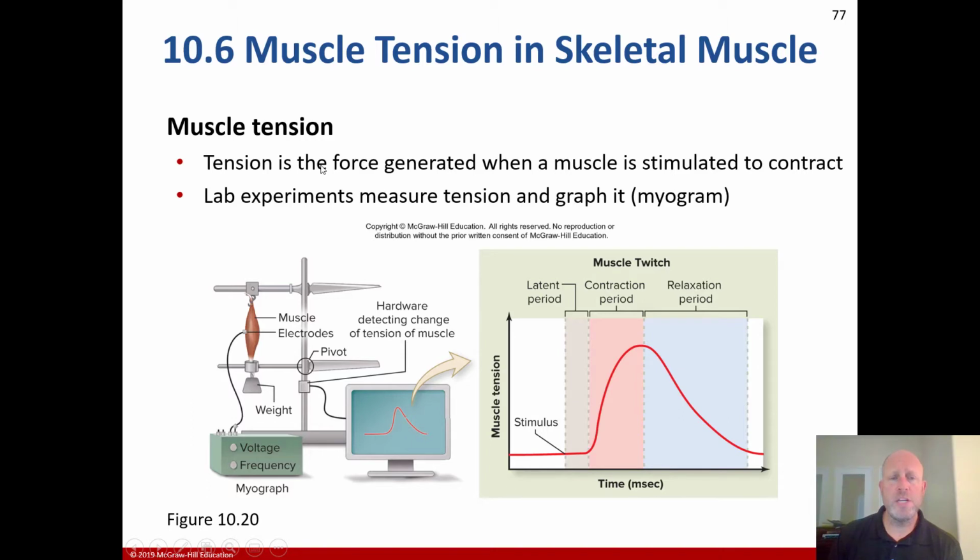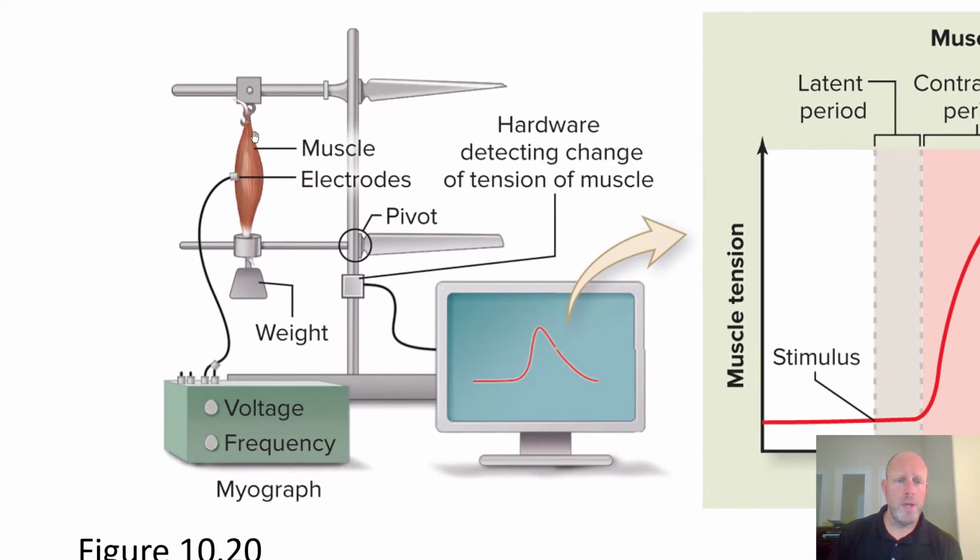With muscle tension, tension is the force that's generated when a muscle is stimulated to contract. Lab experiments measure tension and graph it. Looking at this muscle here, we have electrodes attached to the muscle itself, which can read this myograph, the amount of tension developed from this muscle given the amount of weight pulling on it and creating tension within the muscle. It can also determine how much voltage, and the frequency, is given to it and measure that as well. And this pivot here can adjust and measure as well.